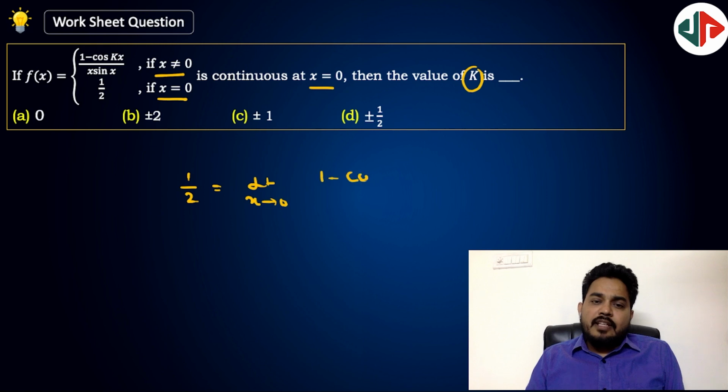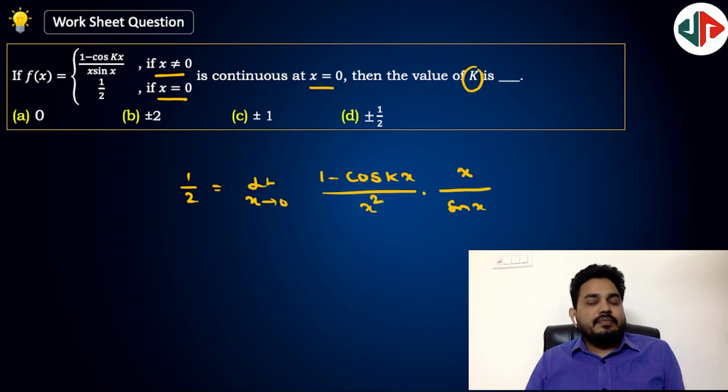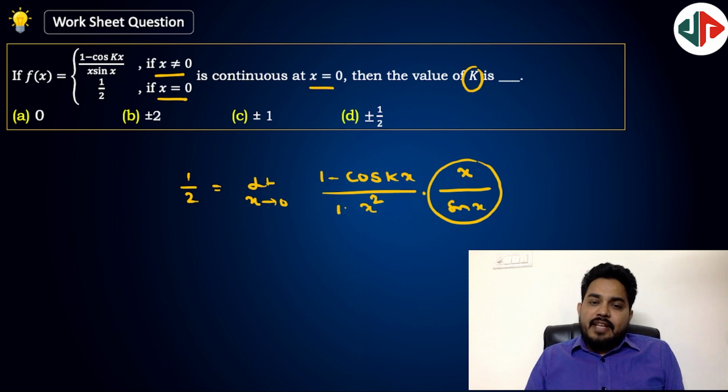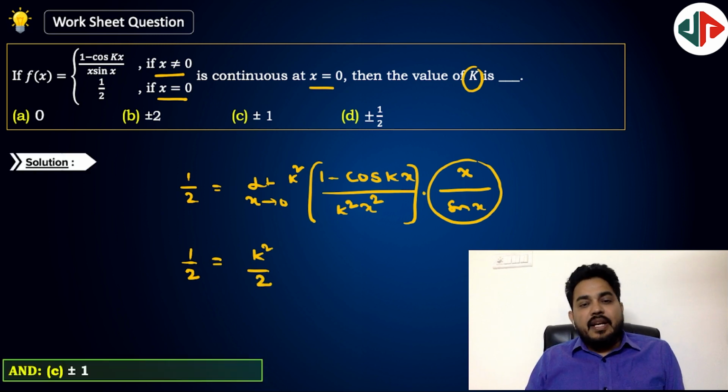1 minus cos kx by x into sin x. So what I'll do, I'll put an x here, I'll write here x. So this value is 1. So if I write here k square and I'll multiply here k square, in that case 1 by 2 is equal to, this value is 1 by 2, this value is 1. So k square by 2. So k is equal to plus or minus 1.